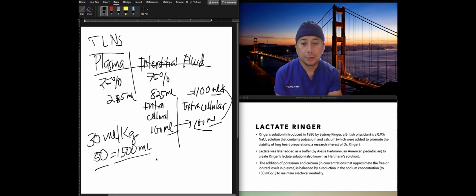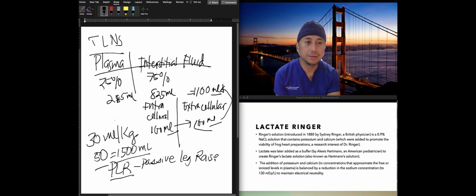So I want you to pay attention that you need to do your PLR first, passive leg raise. So what is passive leg raise? Passive leg raise is an independent nursing function. You don't need an order for that. What you're doing is you're keeping your patient head down. Okay, so flat. You do not put them on Trendelenburg anymore.